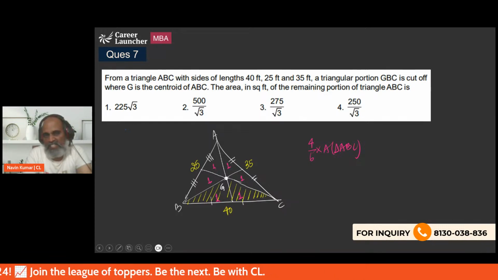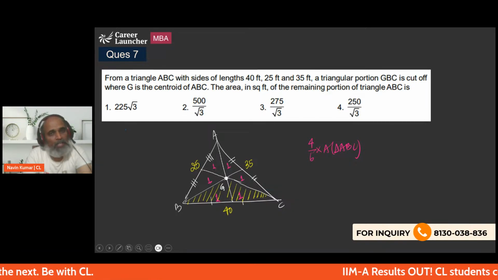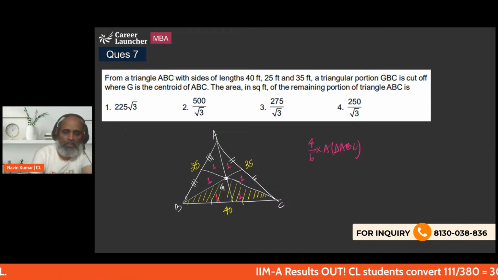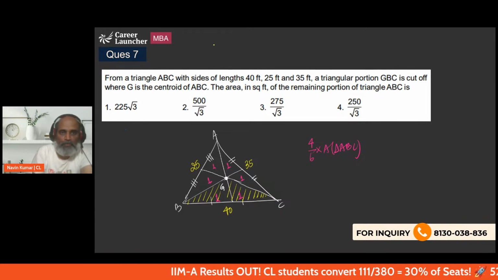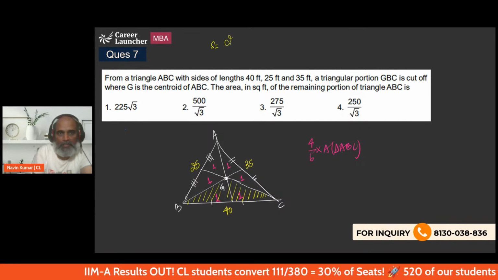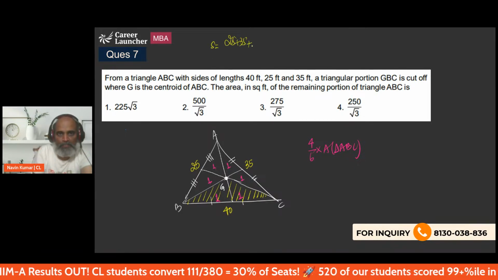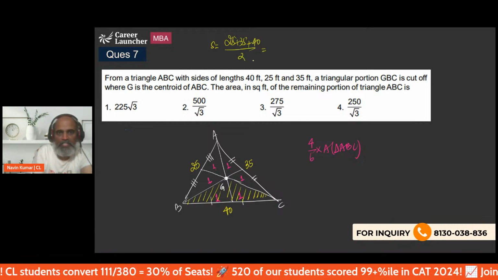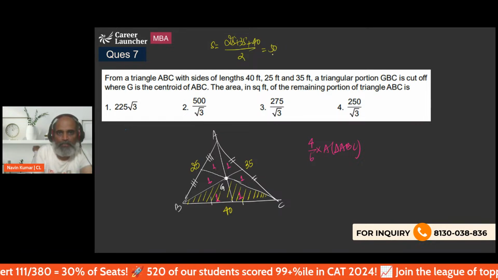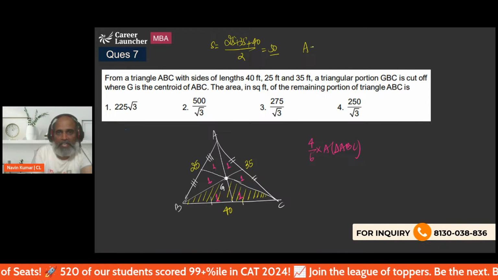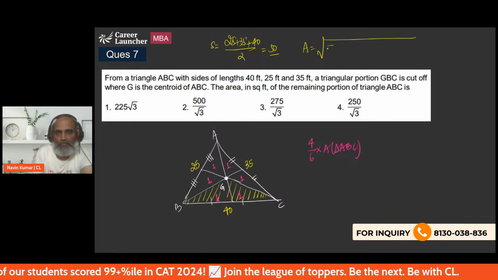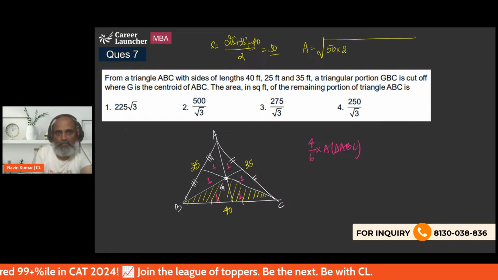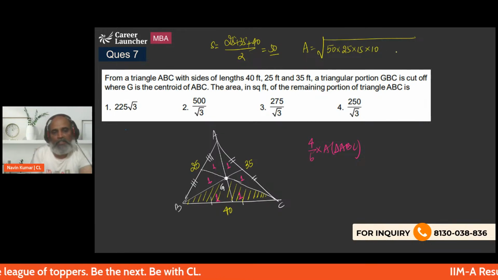Since all the 3 sides are given, we will have to use Heron's formula to calculate the area. So the first step is going to be the semi-perimeter. It's 25 plus 35 plus 40 whole divided by 2, which is 100 by 2, which is 50. So the area is going to be the square root of 50 times (50 minus 25), (50 minus 35), (50 minus 40), right?